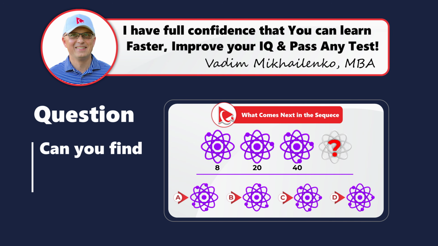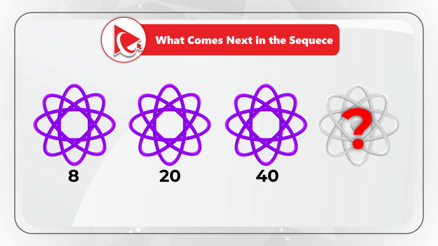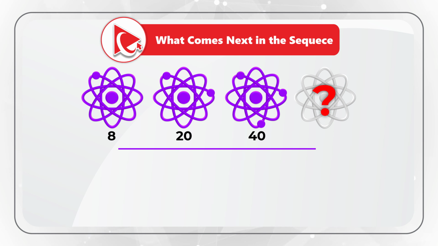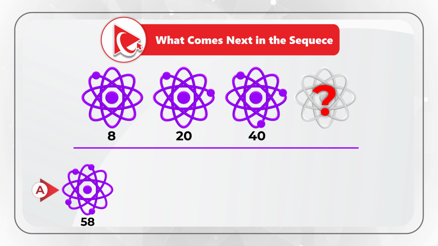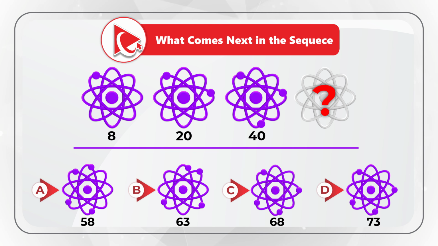Here's one of my favorite questions, where you're presented with a sequence of shapes and you need to find the next shape in the sequence. What's unusual about these shapes is that they resemble molecules, with electrons floating around and an atom in the middle. You have 4 different choices to choose the missing shape. Choices A, B, C, and D. Take a close look to see if you can find the missing shape.